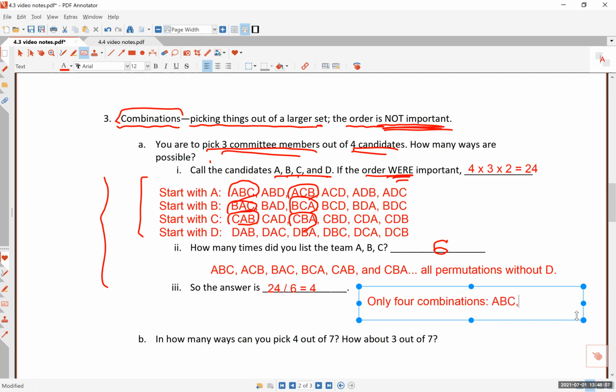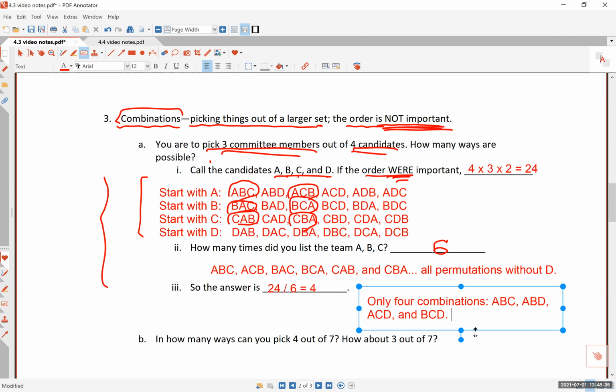ABC, and remember the order doesn't count. So when I say ABC, I'm including all the ones circled, such as BCA and CAB and so on. So that's 1. And then you have ABD, okay? And then you have ACD and BCD, and that's it. Those are the only 4 combinations, and therefore these are the only groups of 3 committee members that can be chosen out of the 4 candidates.